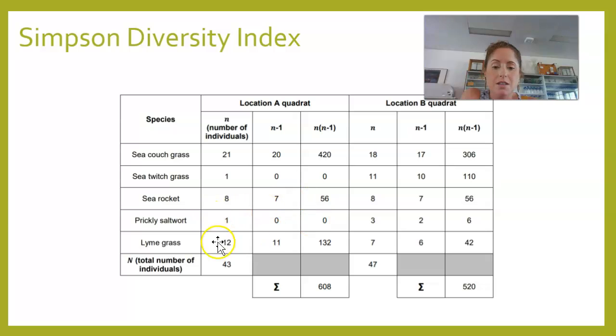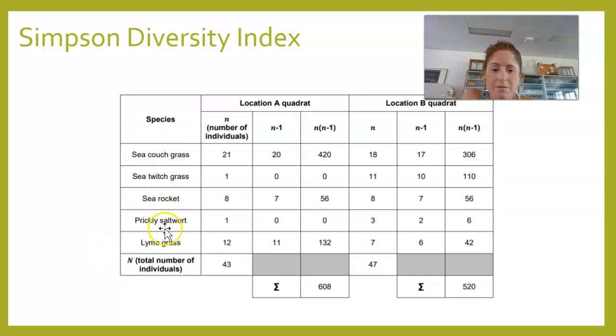Remember that we have to do that with each of these species. Then we want to find the sum of little n times n minus 1. So we say 420 plus 0 plus 56 plus 0 plus 132, and 608 would be our sum here. We also need to know the total number of individuals, and that's when we count up all the n's. We add these up to get our capital N, which was 43. Now for location B, we do the same exact thing. We ended up with 520 for the sum of n times n minus 1, and for capital N, we ended up with 47 individuals.